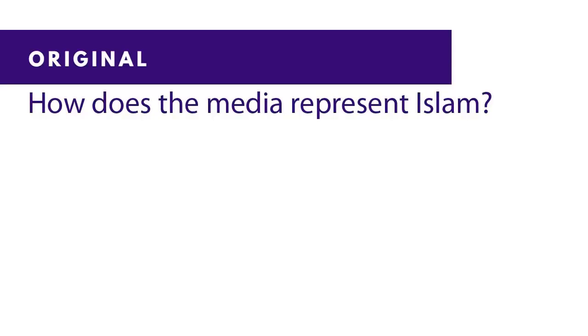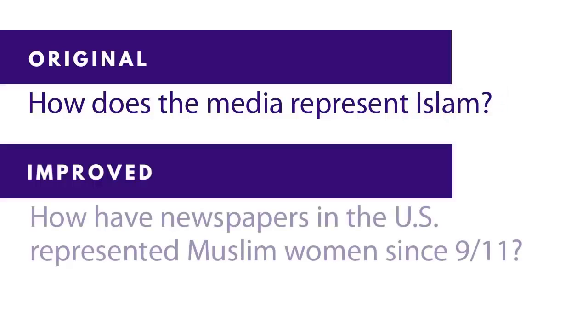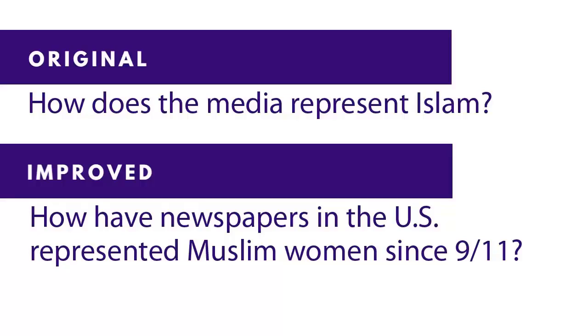Let's look at this question. How does the media represent Islam? It's focused on one issue, which is good, and requires some analysis. But it's not a good question, because it's not specific enough. It should be clear who, what, where, and when it's talking about. For example, media could be newspapers, TV, music, videos, or advertising. It could be media in Canada, South America, or India. Islam could mean the religion, some aspect of the religion, or people who are Muslim. A better question would be, how have newspapers in the U.S. represented Muslim women since 9/11?